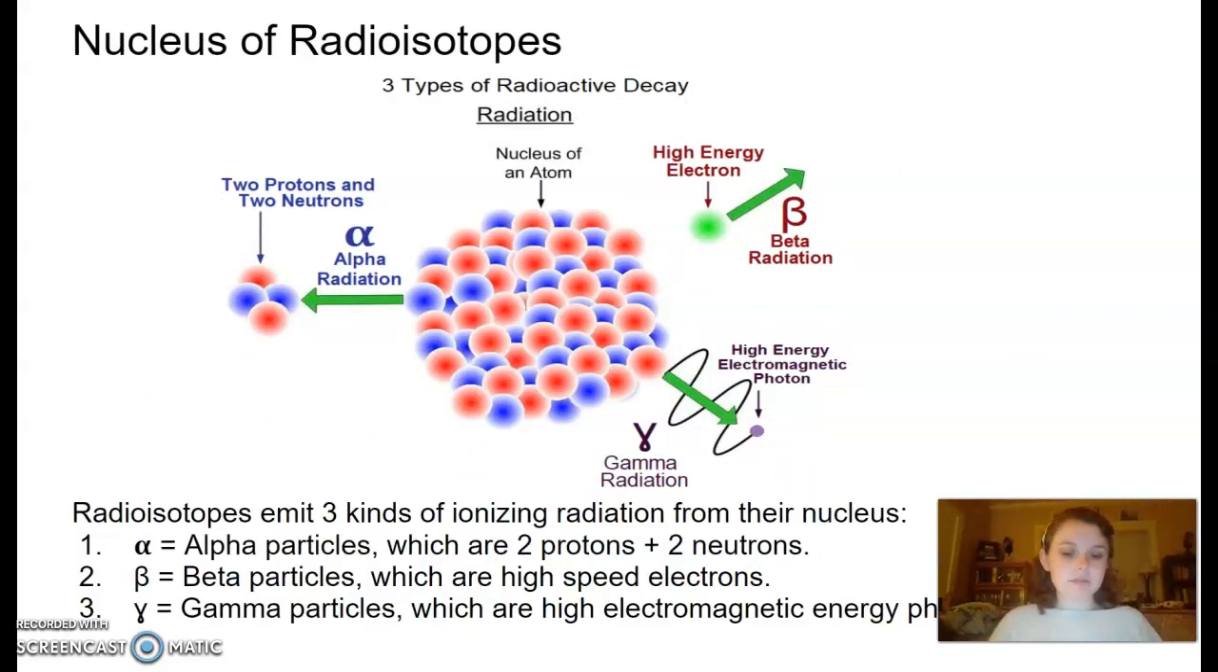Radioisotopes emit three kinds of ionizing radiation from their nucleus: alpha particles, which are two protons and two neutrons; beta particles, which are high-speed electrons; and gamma particles, which are high electromagnetic energy photons.